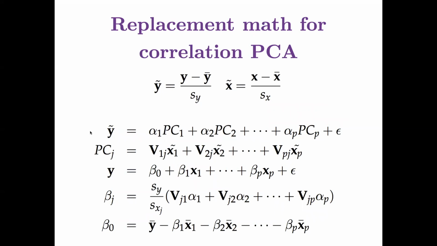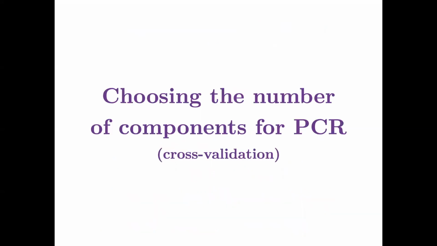Now, I'm not going to hold you responsible for this math. I've done this for you as a favor because not all software packages have the ability to transform back for you. And even if they do, you can never guarantee they're doing it right. So there it is. When we come back, we'll talk about choosing the number of components for a principal components regression.